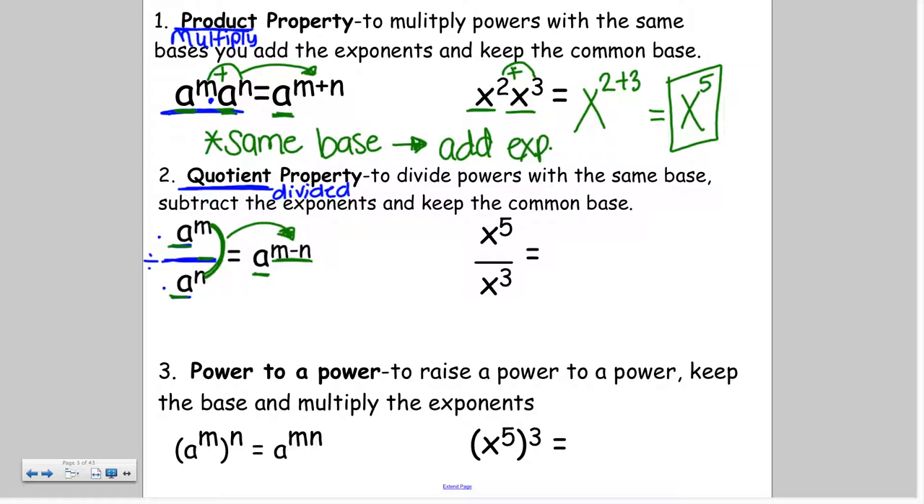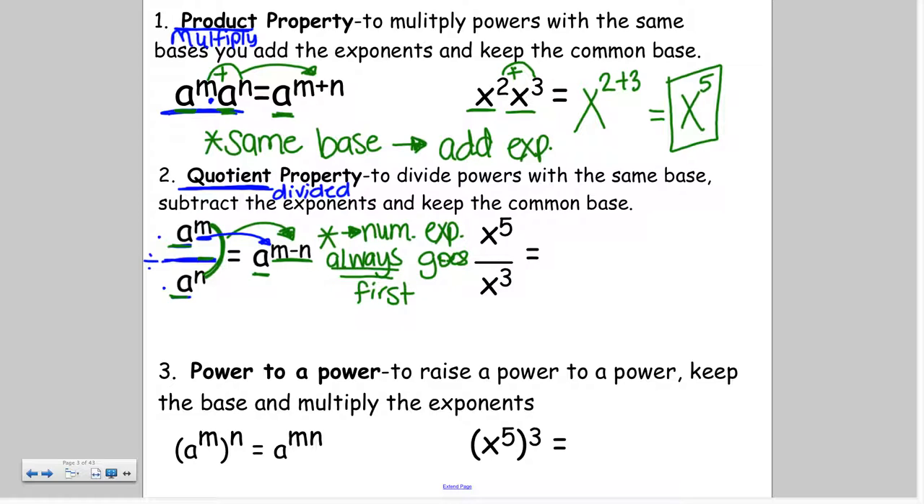One thing that you need to note: the numerator exponent always goes first. Okay? And you can see that right here. I have my m, and it is first. Okay? So the one on top is always first.